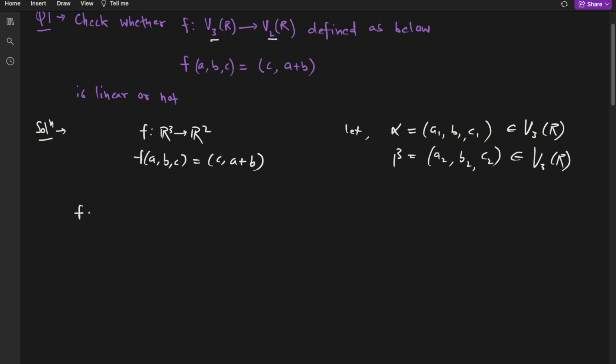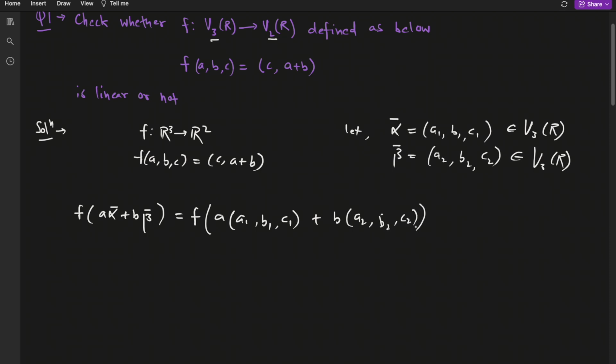Now we need to check whether F of a times alpha plus b times beta becomes a times F of alpha plus b times F of beta or not. So we will expand this expression. This becomes F of a times the vector (a1, b1, c1) plus b times the vector beta (a2, b2, c2). Expanding this, we get a times a1 plus b times a2, and similarly a times b1 plus b times b2, comma, a times c1 plus b times c2.